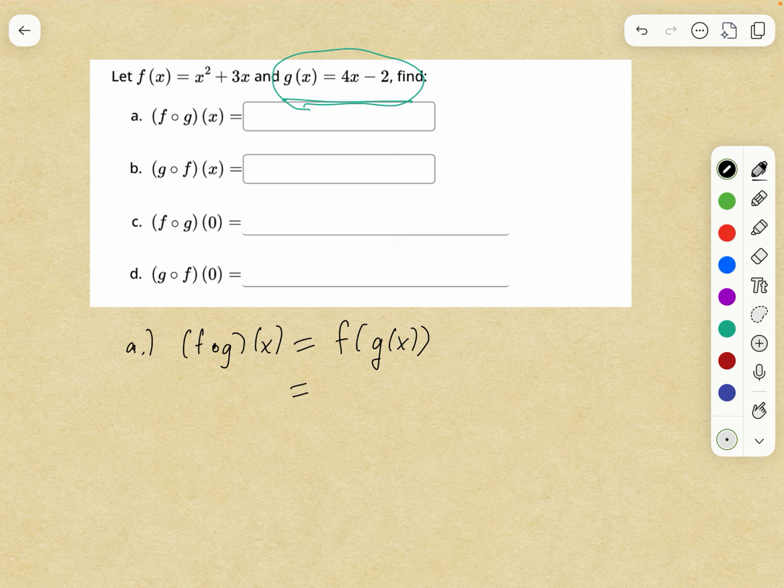So I'm going to replace the g of x by 4x minus 2. So I'm looking for f of 4x minus 2. This means that I need to plug my 4x minus 2 into my function. And so I look at my f of x. F of x equals x squared plus 3x. Now, it's important to understand that f of my input is the input squared plus 3 times the input. So here my x is my input.